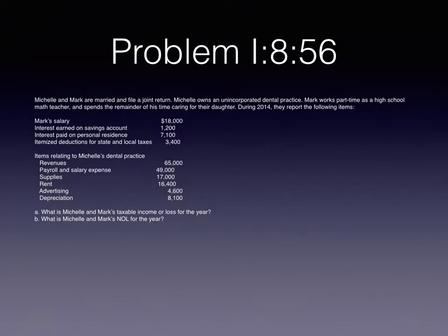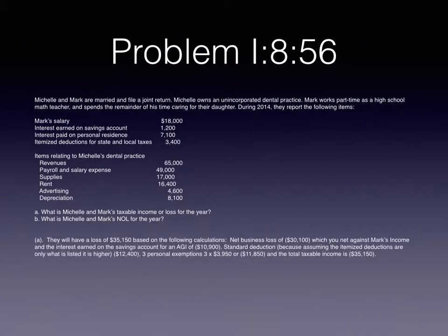So the fact that those are two separate questions suggests that taxable income and net operating loss are in fact different concepts. And if you remember from how the book shows you how to calculate net operating loss, they expect you to figure taxable income and start from there to start adding things back in to get to net operating loss. So let's start with taxable income for the year. So for taxable income, they will end up with a loss of $35,150, and that's based on the following calculations.